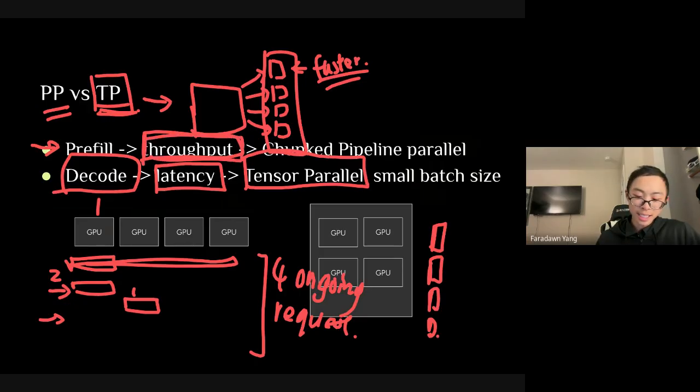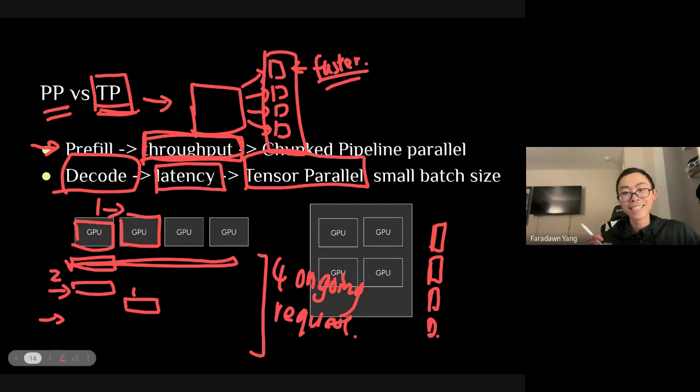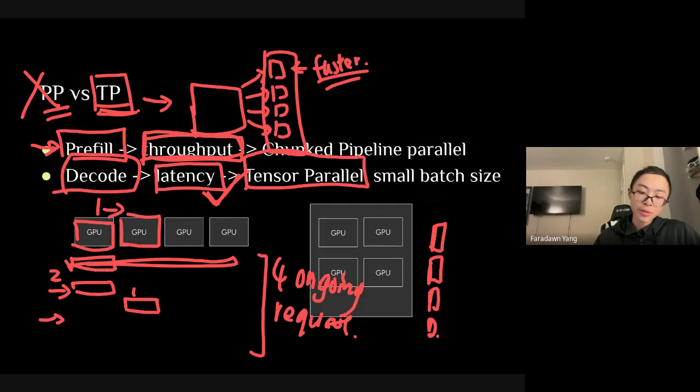But the problem is, you see, passing each prompt to the next phase requires communication, right? So it increases latency. That's why in decode, where latency is important, we don't use pipeline parallelism. Whereas prefill is more throughput oriented, so we use pipeline parallelism.